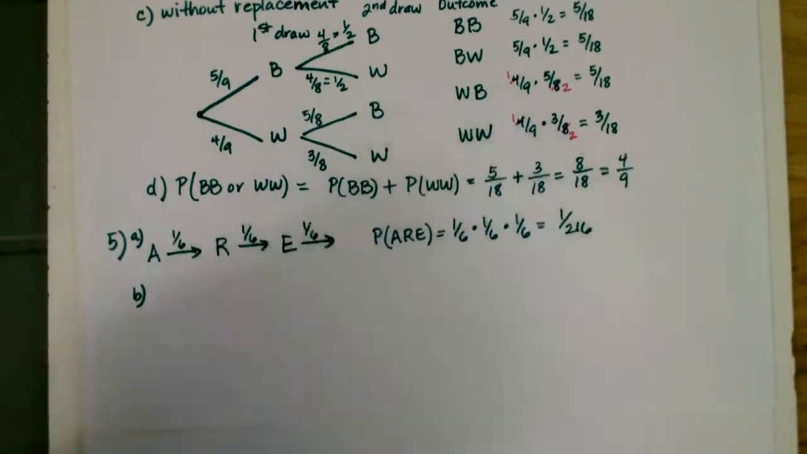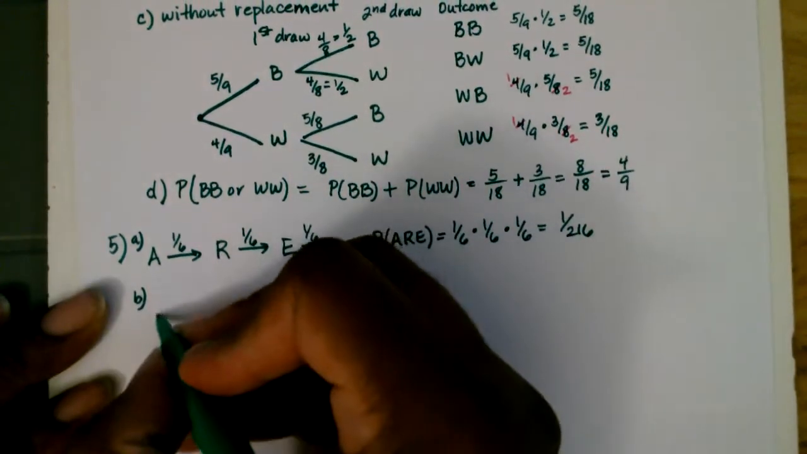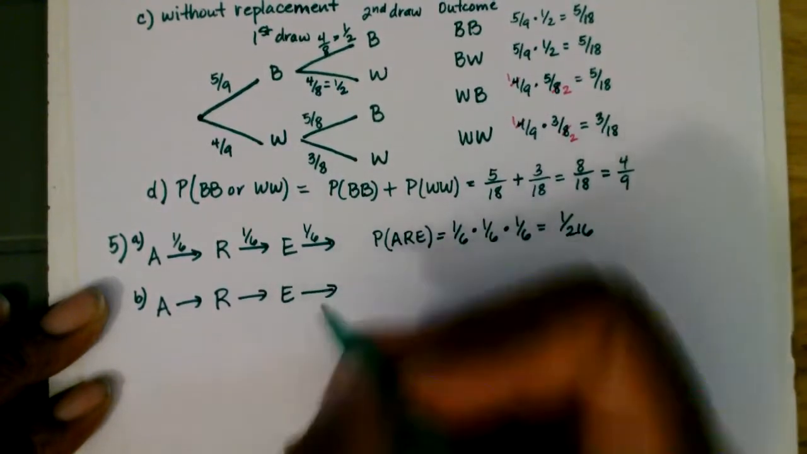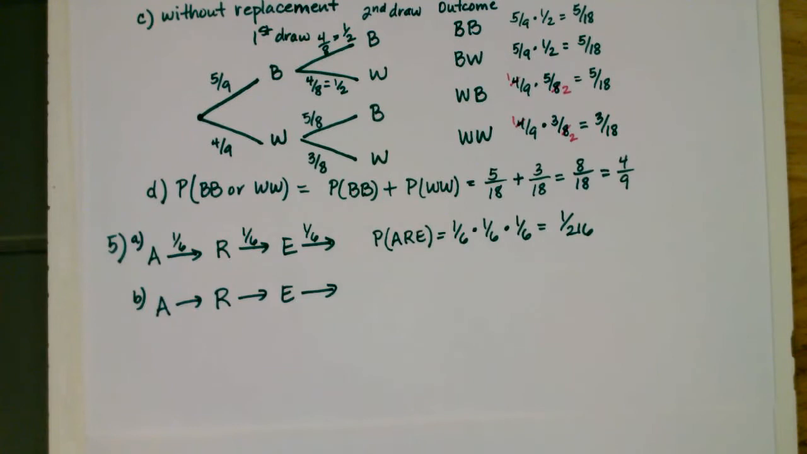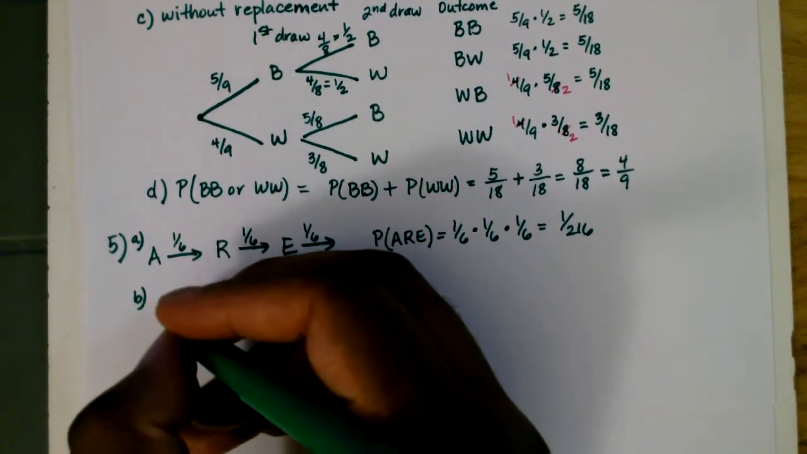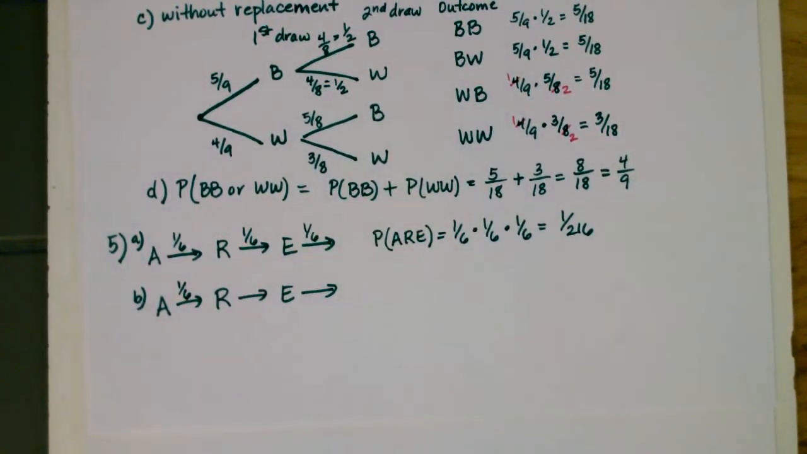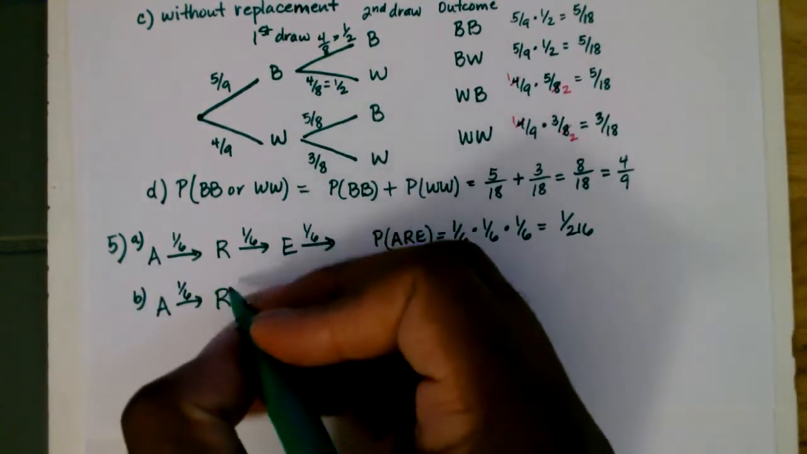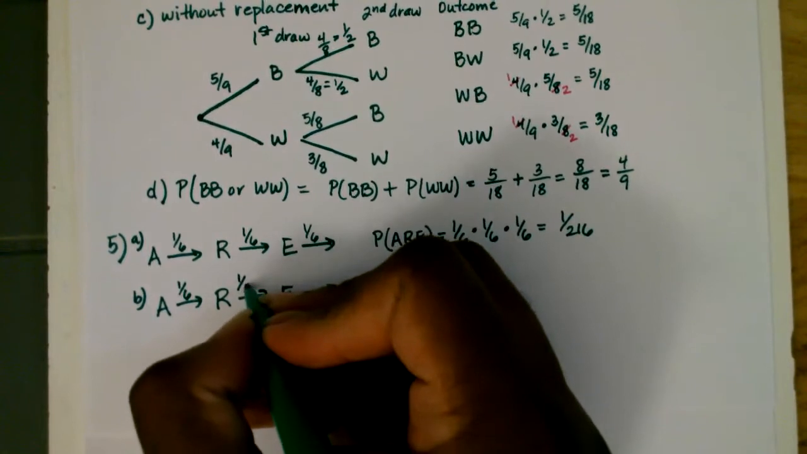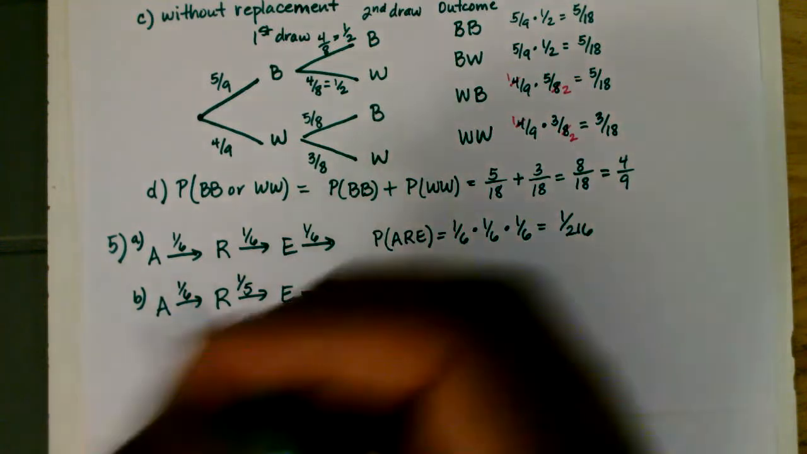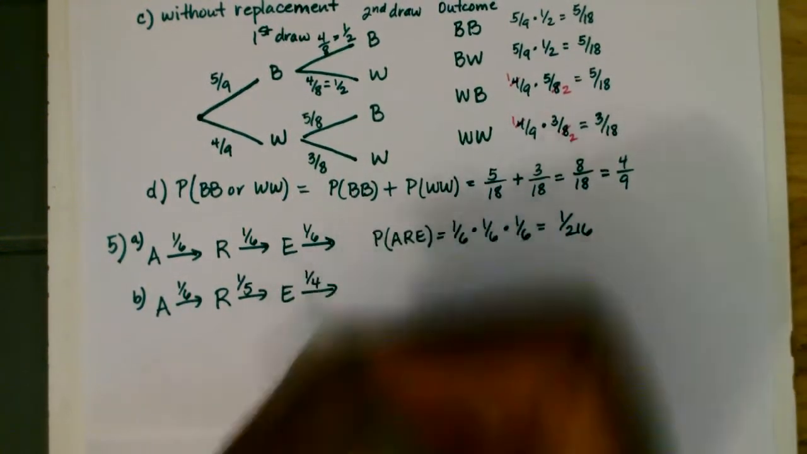And now part B is without replacement. That means that letter will not be put back in the box for consideration to be drawn on the second and the third. On the first one, there's 6 letters and only 1 A, so it'll be 1 out of 6. But this time, the A doesn't go back in, so that means that there are 5 letters and there's only 1 R, so it'll be 1/5. And now that letter doesn't go back in, so now you have 4 letters left. For drawing an E, that probability is now 1/4.